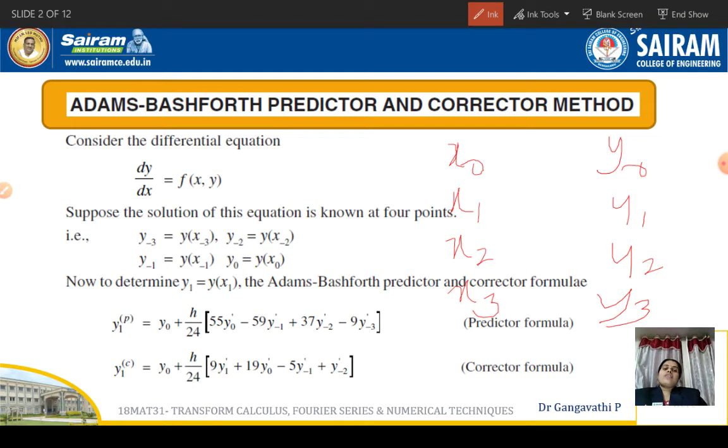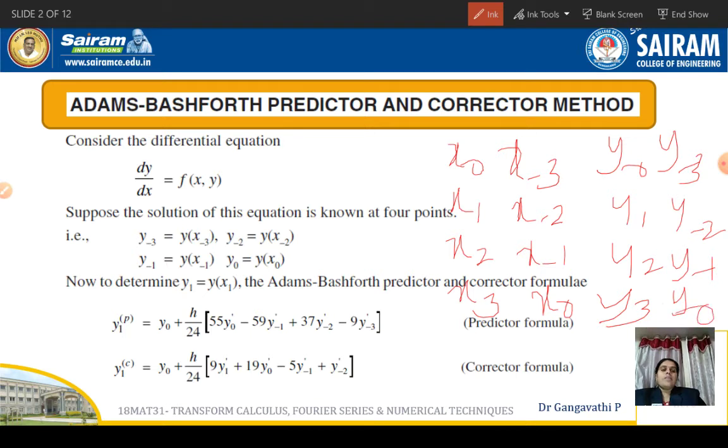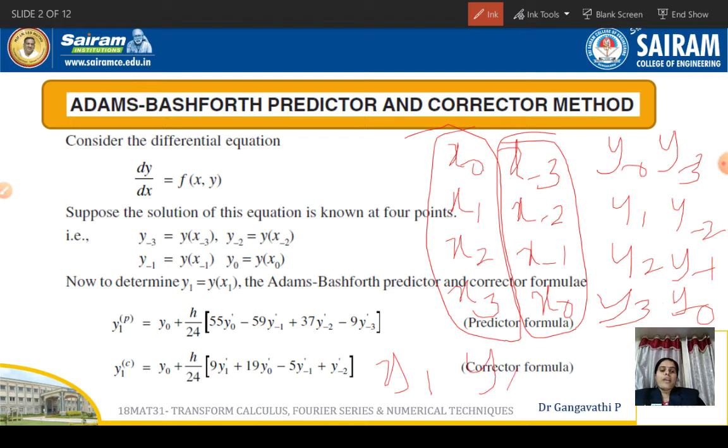But instead of starting from x0, x1, x2, what we have done is we have started from x minus 3, x minus 2, x minus 1, and then x0. These are the values given, with the corresponding values y minus 3, y minus 2, y minus 1, and y0. And we need to evaluate the value of y1 if we take this set of values. If we consider the other set of values, then you have to find y4.